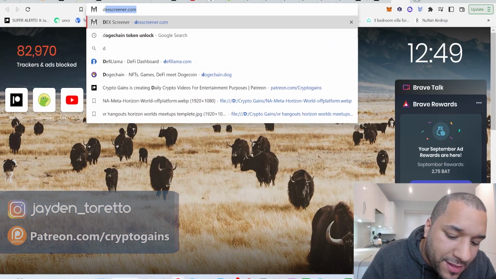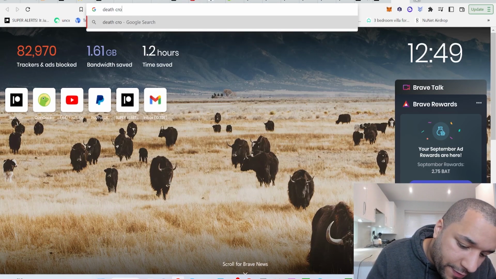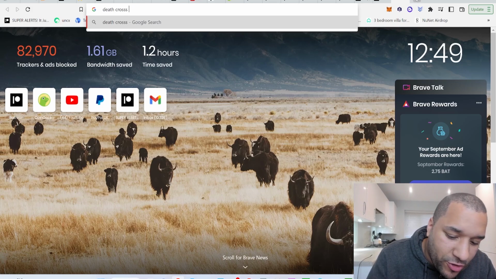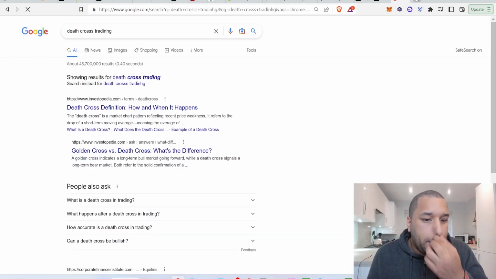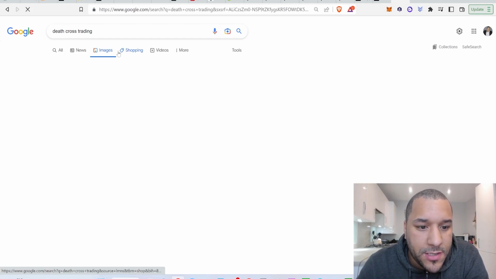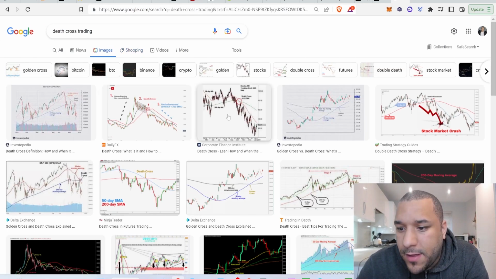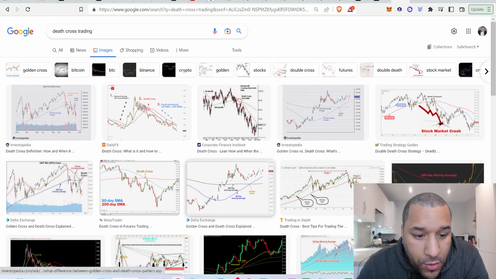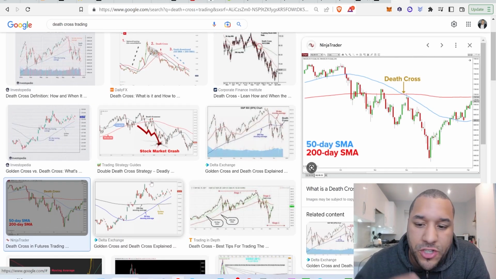Let me see if I can grab up a death cross. Trading. Let me just see if it comes up, because sometimes that can be a bad thing. Let's see if it shows images of a death cross. Where's an example? Well, there's a few examples. Here, let's just use this one as an example.